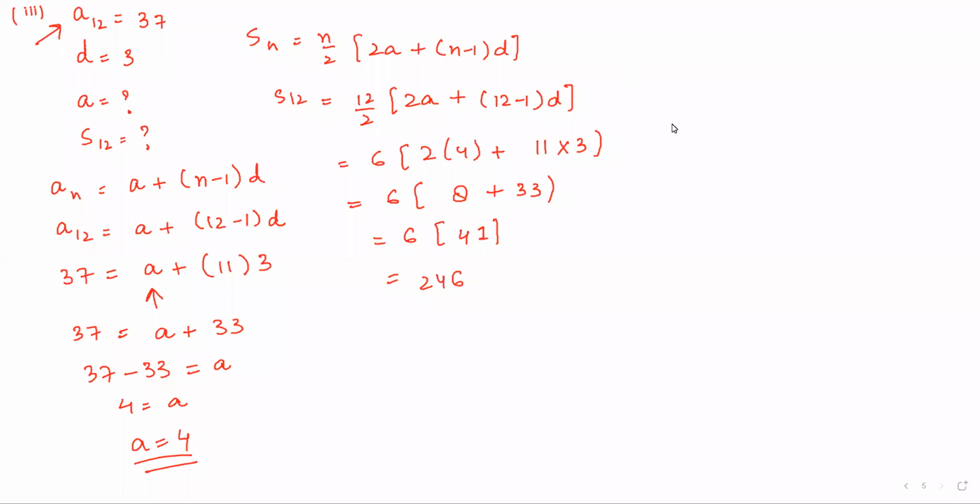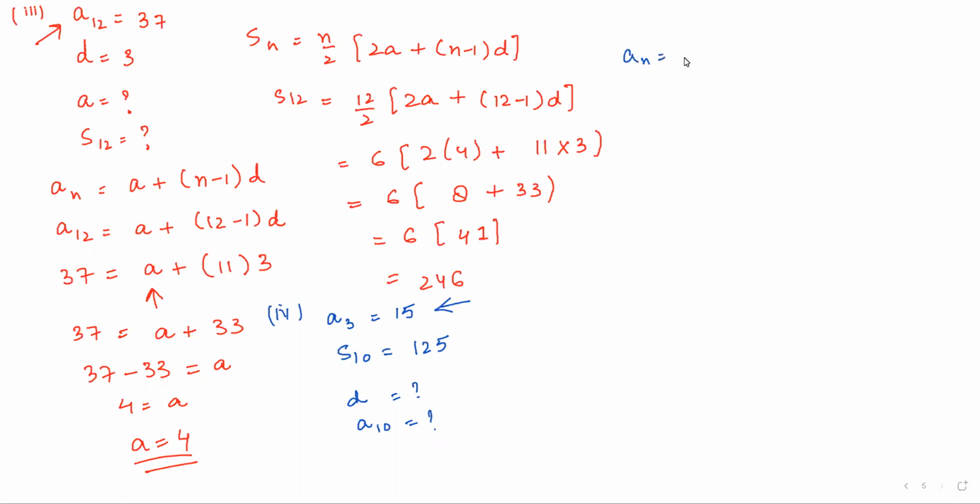Next question, fourth part. Now A3 is given. A3 is 15, right? And S10 is given, that is 125. You have to find D and you have to find A10, right? Okay. So you start with these formulas. First of all, A3 is given, so we will start with the AN formula.